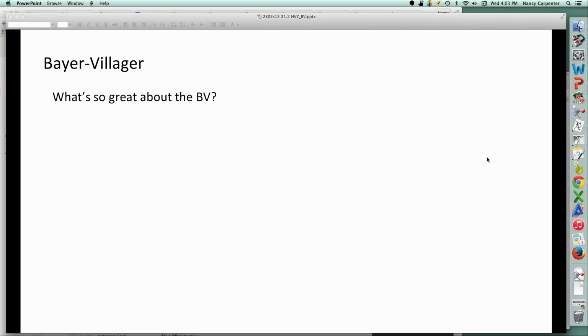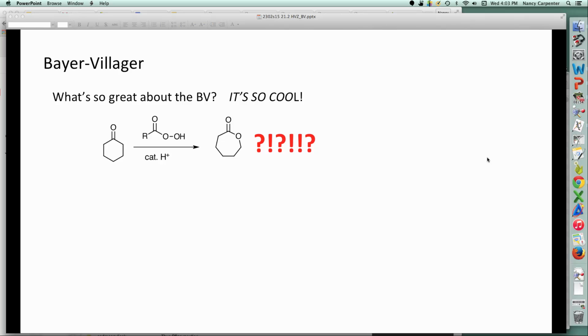What's so great about the BV? It's just the coolest reaction ever. Because basically, you take a peroxy acid, and it's serious tinker toy chemistry. Just think about this, guys, for a second as a model set. All you're doing is just boop, popping open that bond and sliding an oxygen in there. That's pretty amazing.